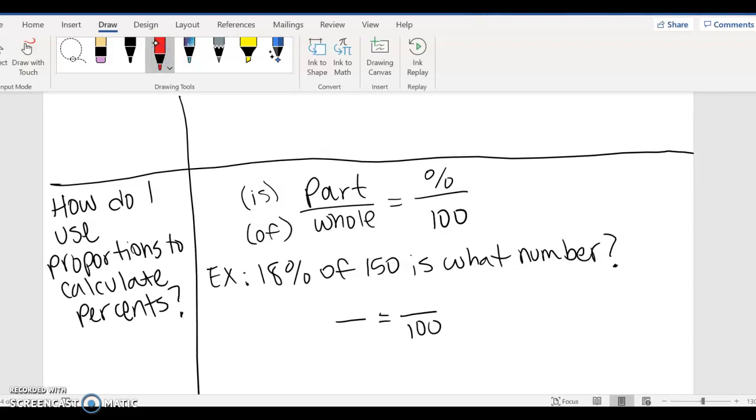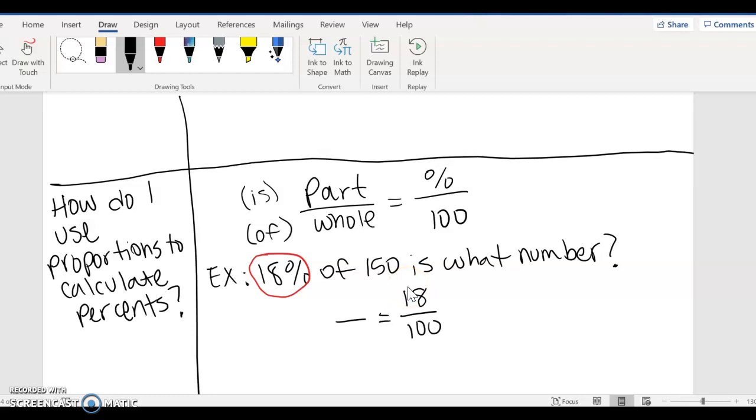For me, what I like to do first is see if we are given a percent. And if you look here, we have a percent sign stuck to that 18. So that means we have 18%. And according to our percent proportion, the percent always goes over 100. So 18 is going to go on top of 100.